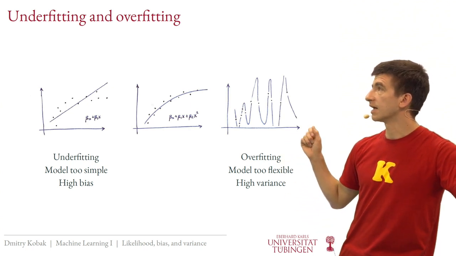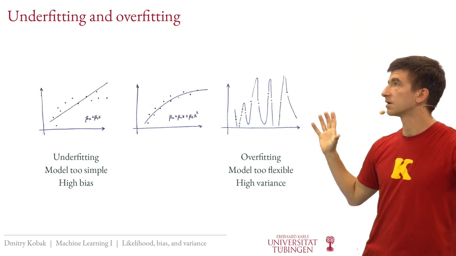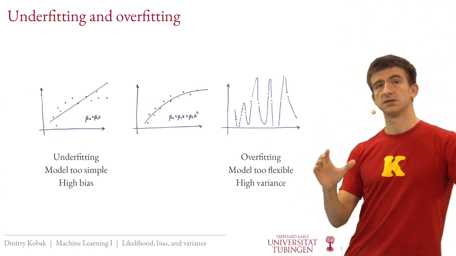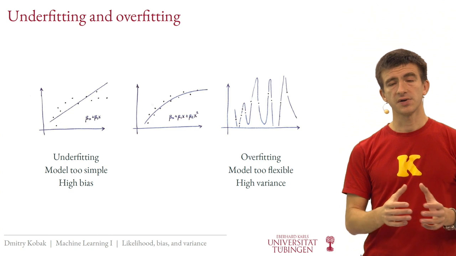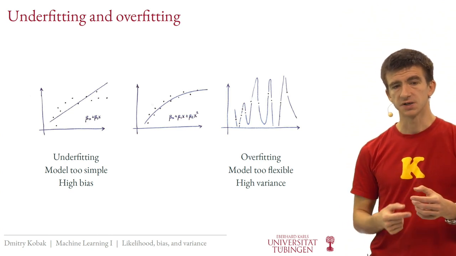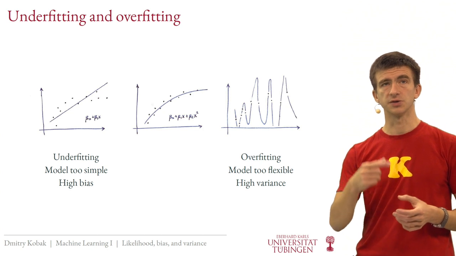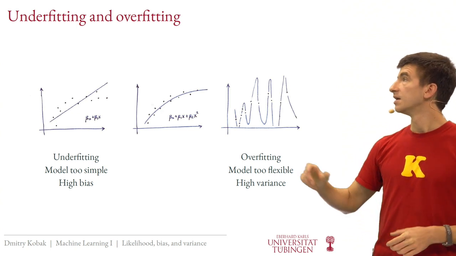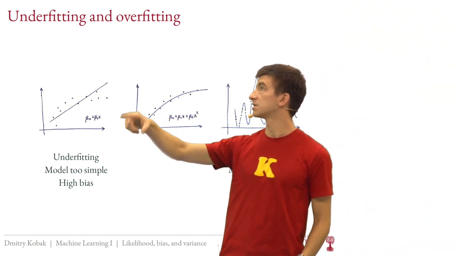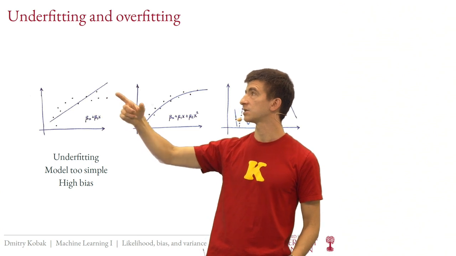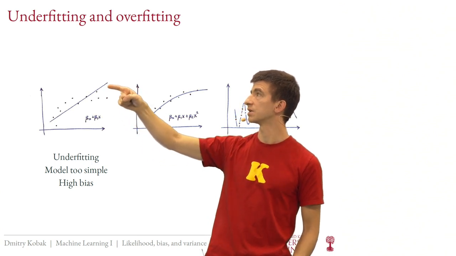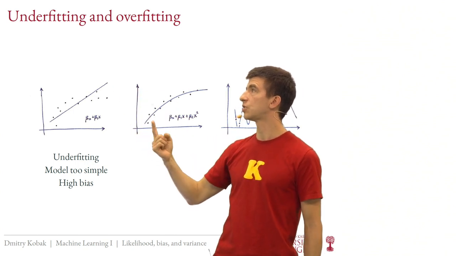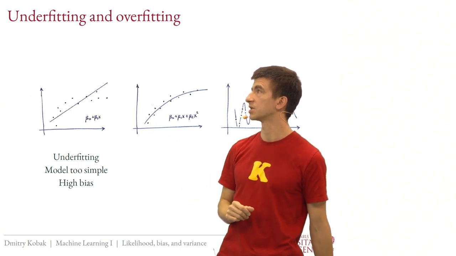Let me make it clear what high variance means here. High variance is, as I said before, variance with respect to the different training data that you might get. So if you generate different training data sets with the same sample size, then here on the left, you generate different data and you will get a straight line that is very similar to this. It will change a little bit, but not much from one training data to the next. Here it will also stay pretty much the same all the time.